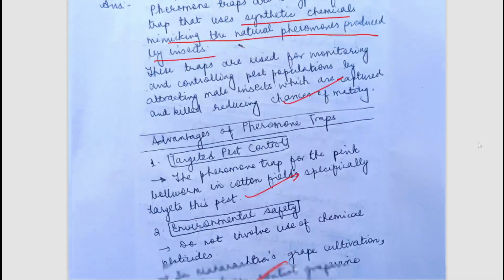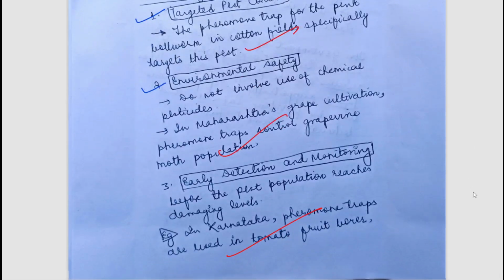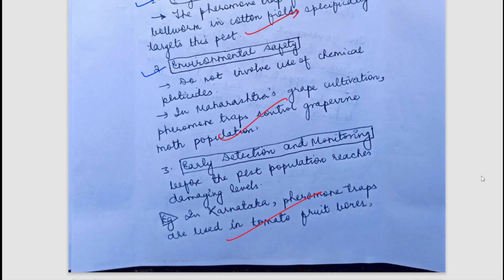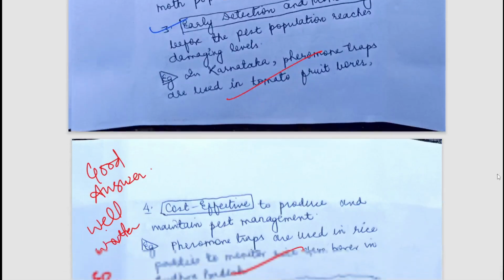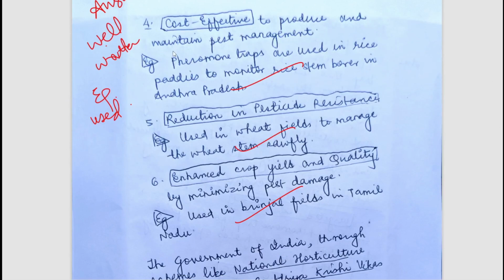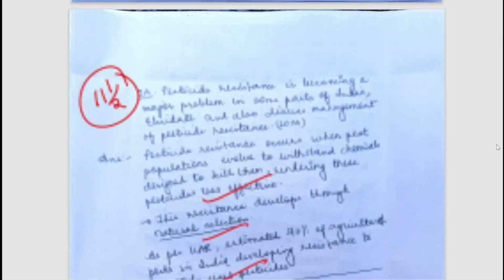So let's see what are its advantages. Obviously, it does targeted pest control. It is environmentally safe because no chemicals are released here as such as in pesticides, where a huge amount of chemicals are used. We can do early detection and monitoring here. It is cost effective. It leads to a reduction in pesticide resistance. Obviously, we have discussed it. Enhanced crop yield and quality. Overall, fair points. You can pause the video and read the answers in detail.